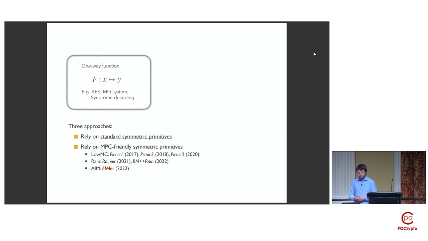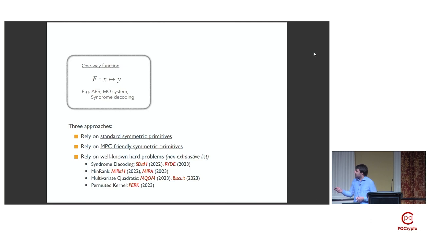The second approach is to rely on an MPC-friendly symmetric primitive. For example, it was the case of Picnic, for which the one-way function was based on LowMC, a block cipher which has been designed so that the number of multiplications in its circuit is small. There is also the RAIN block cipher. And recently, there is the AIM one-way function. The red value means that it has been submitted in the new call of the NIST. The other one has not been submitted.